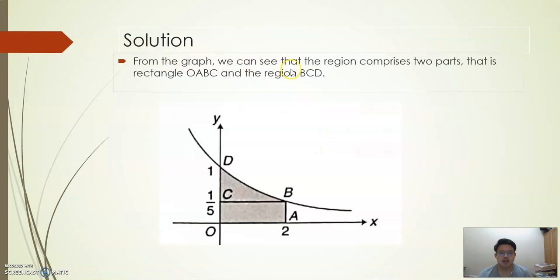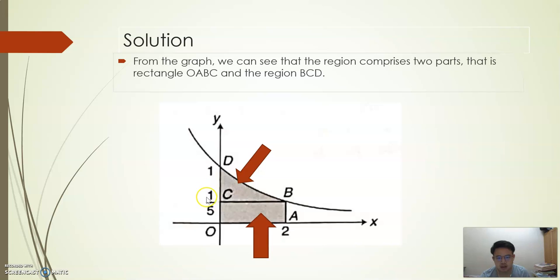From the graph, we can see that the region comprises two parts, that is rectangle OABC and the region BCD. Before we go through the calculation, we split it into two parts to make the calculation easier. The coordinate of the y-axis involved is 0 to 1 over 5. This is the region for the rectangle OABC.